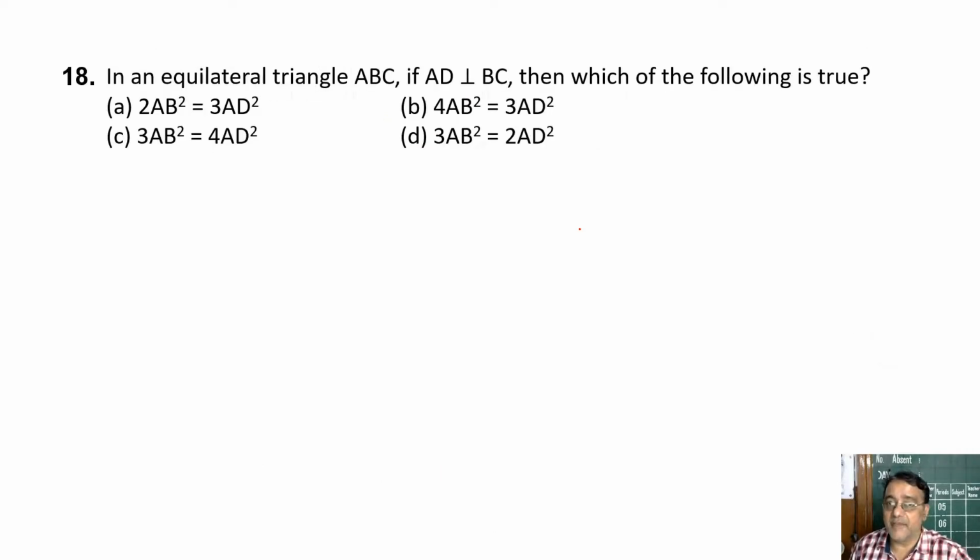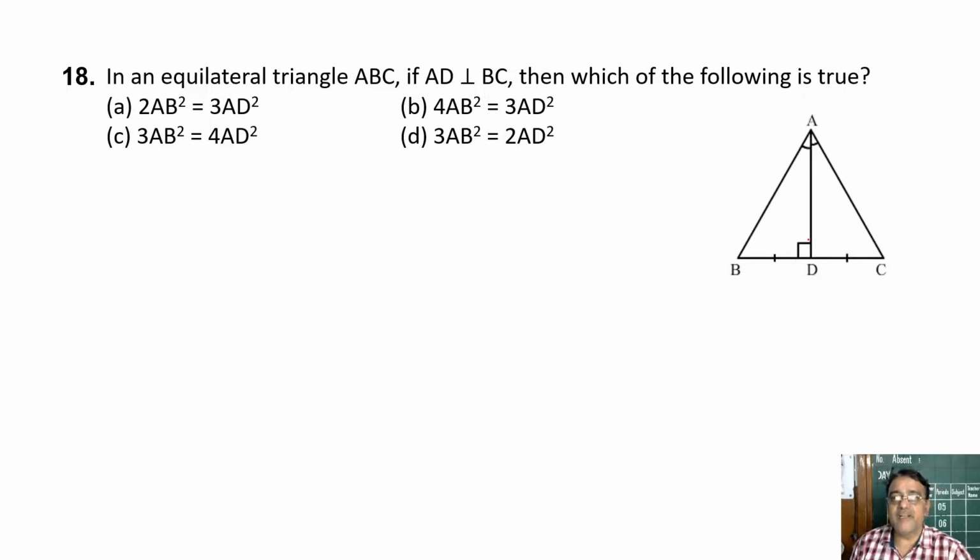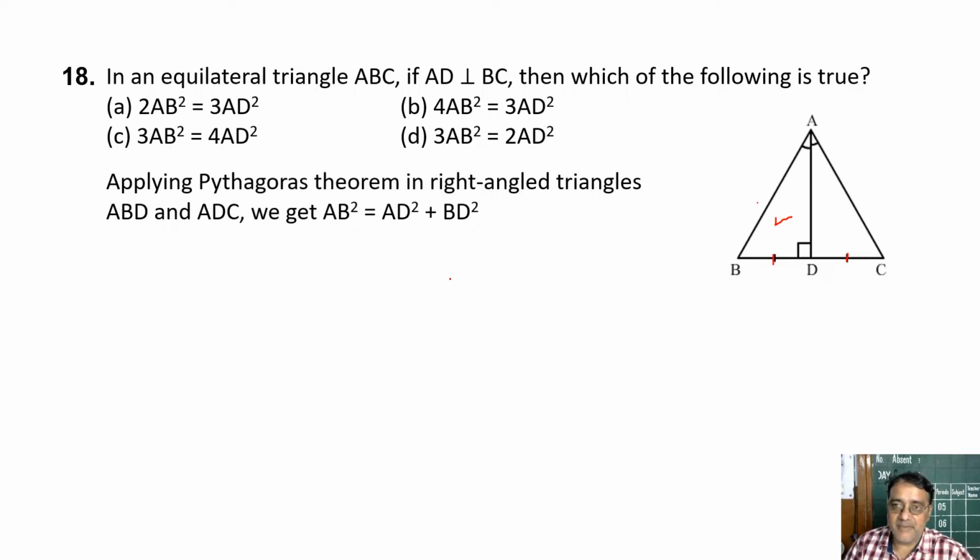In an equilateral triangle ABC, if AD is perpendicular to BC, then which of the following is true? So this is the diagram, and we know that in equilateral triangle altitude bisects the base. So BD is equals to DC. Now if we apply the Pythagoras theorem in this triangle, AB square is equals to AD square plus BD square. एक मिनट ये वाला स्टेप लिख लेते हैं पहले. So now we are going to replace BD. BD is half of BC.